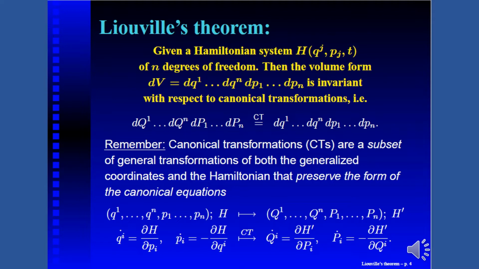It means that q1 ... qn, p1 ... pn, Hamiltonian H is canonically transformed to capital Q1 ... Qn, capital P1 ... Pn, and the new Hamiltonian H prime, from the old Hamiltonian to the new Hamiltonian. For the old coordinates, the Hamiltonian equations are q_i dot equals partial H over partial p_i, and p_i dot equals minus partial H over partial q_i. For the new coordinates after the canonical transformation, capital Q_i dot equals partial H prime over partial P_i, and capital P_i dot equals minus partial H prime over partial Q_i.